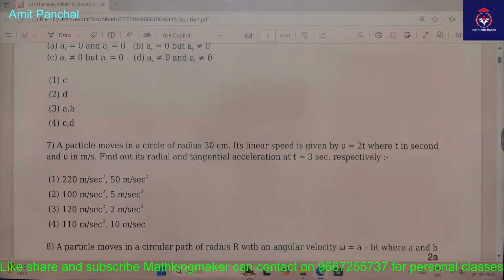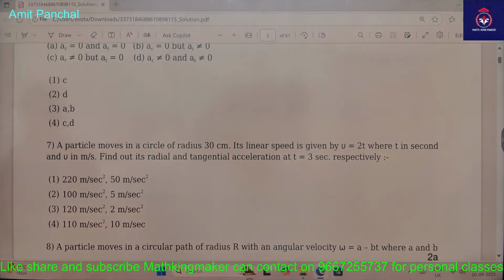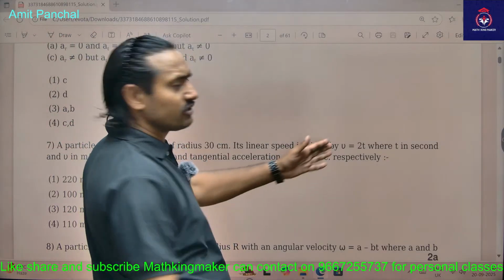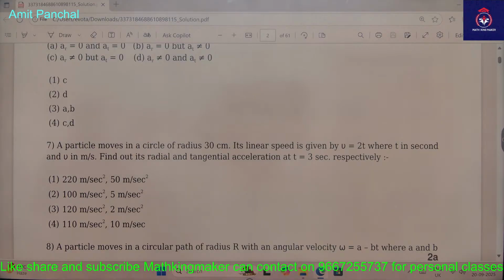Okay, actually acceleration is having two components. One is radial acceleration, another one is the tangential component. Radial one is the centripetal, right? Yes, radial one is the centripetal. So basically velocity is given, v equal to 2t. So how can we find acceleration? Acceleration can be found out by a equal to dv by dt.